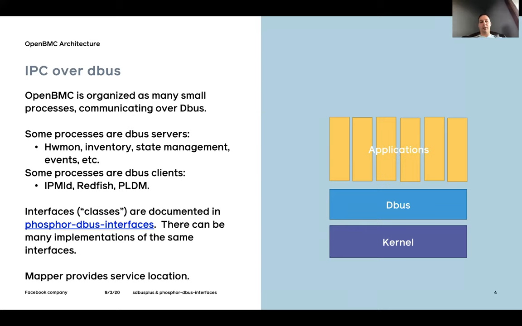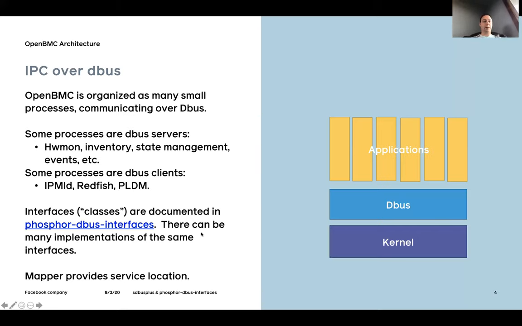And one piece of the architecture is that there can be multiple implementations of the same interfaces. So for instance, I know on one of our systems, we have at least two different processes that handle sensors. One is the dbus-sensors repository, and the other is, I think, called phosphor-nvme. So some of the NVMe hard drives that are in our servers are connected to the BMC, and there's a separate repository that creates the sensors for those NVMe drives.